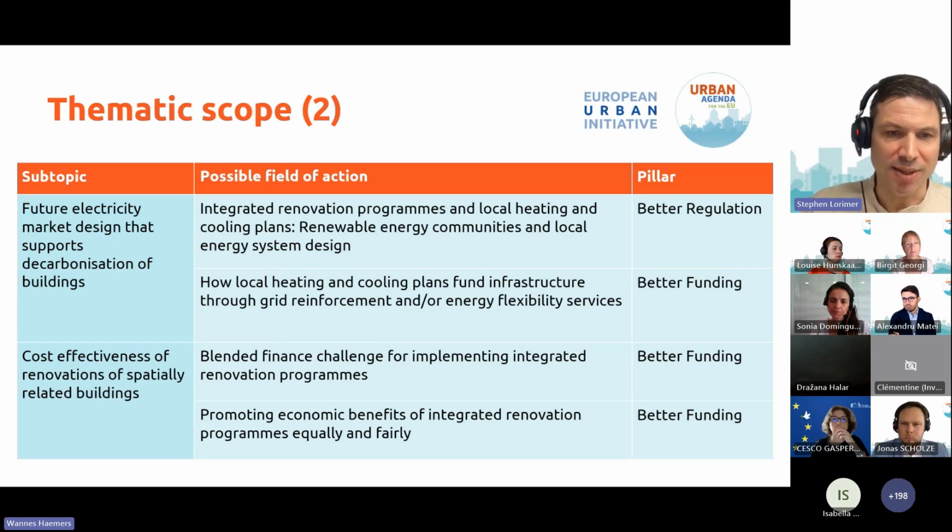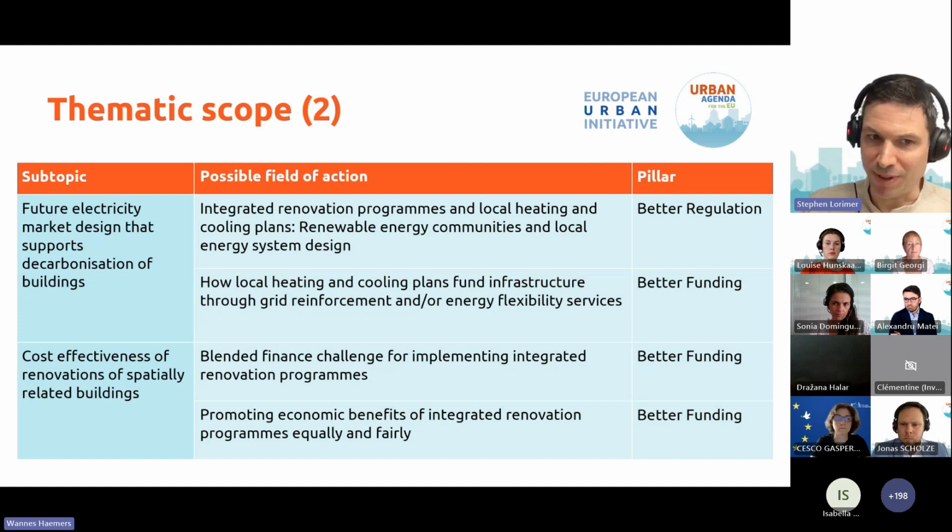Because this partnership is about how you actually bring forward renovation across all buildings in a city, regardless of ownership, and not necessarily just the ownership of the buildings under your control as a city. And then finally, promoting those economic benefits of renovation fairly and equally.